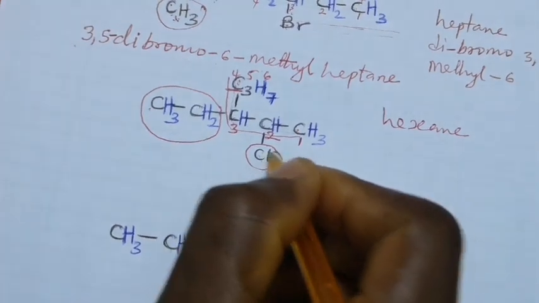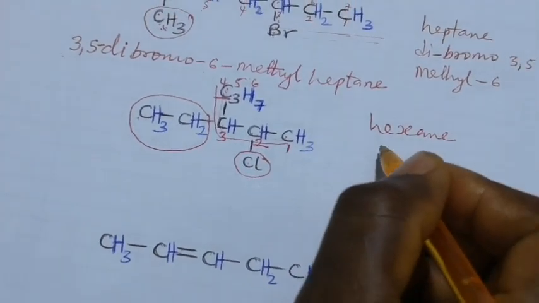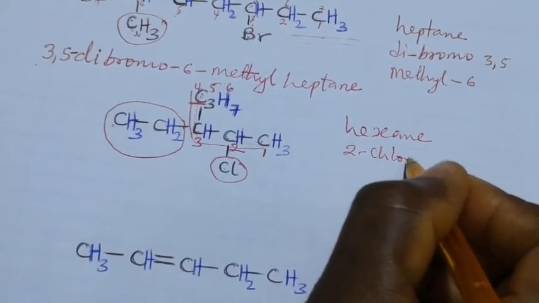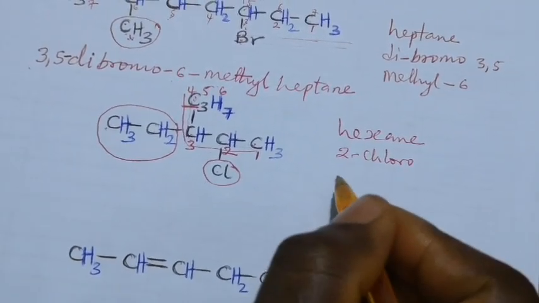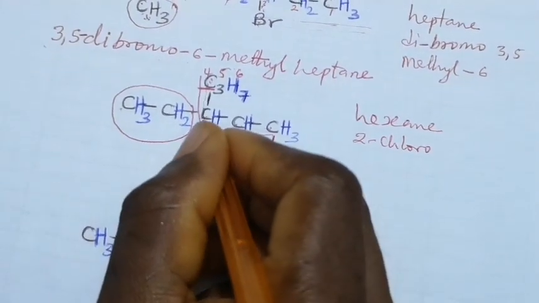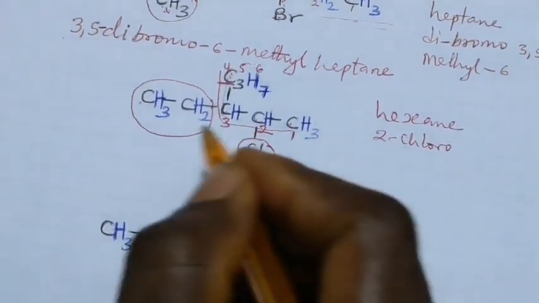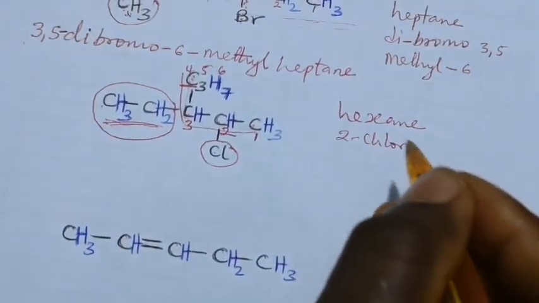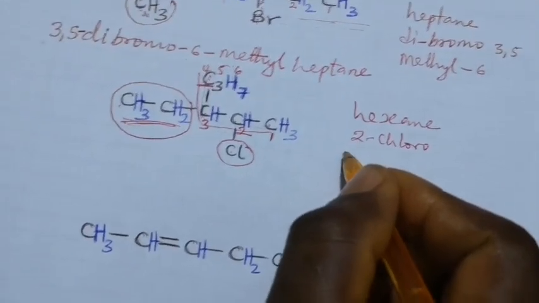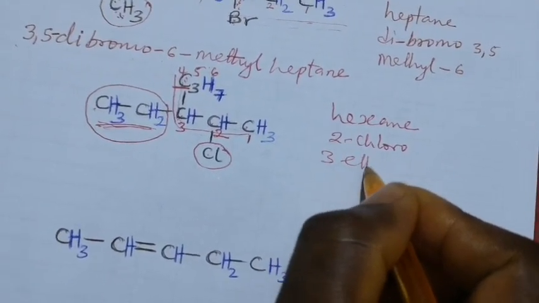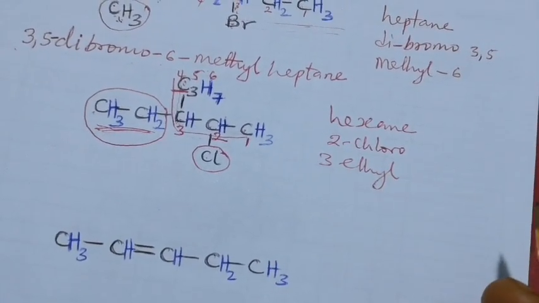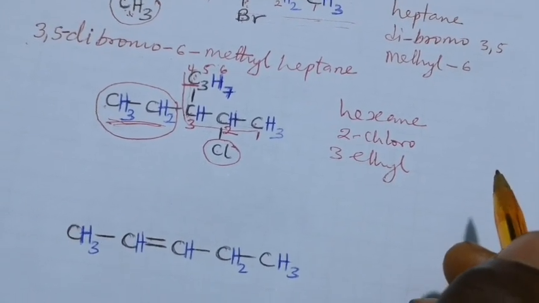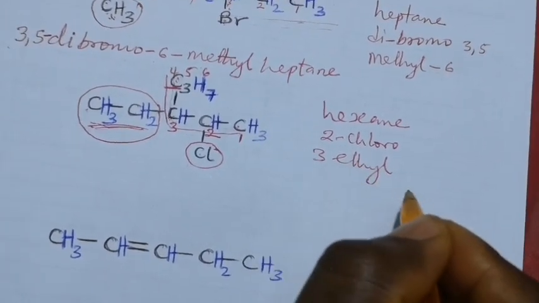So in the second one we have chloro, so it is 2 chloro. Then at the third carbon atom we have ethyl, so we have 3 ethyl. Okay, so let's see how we can now name this compound.